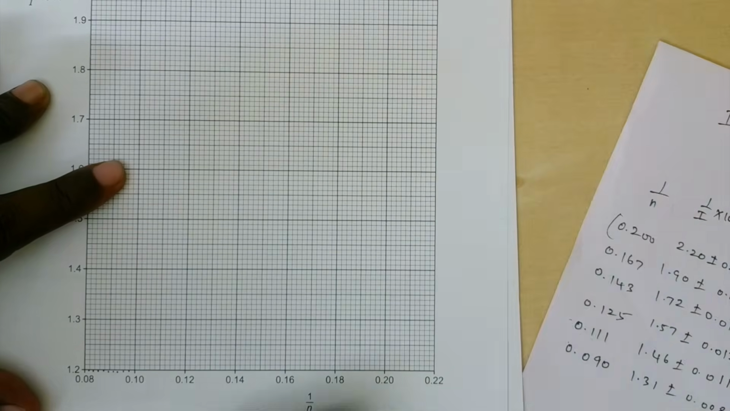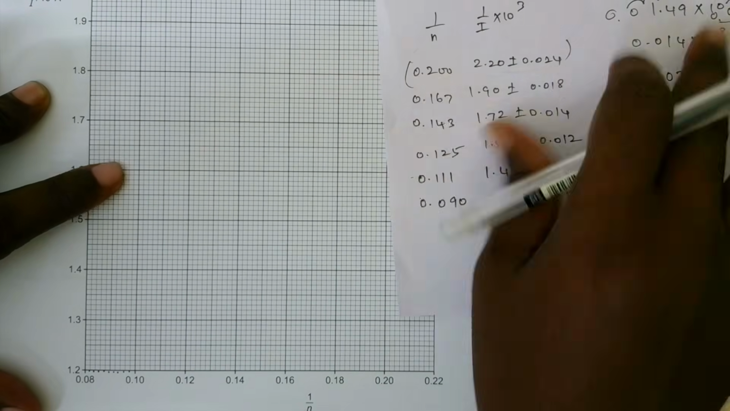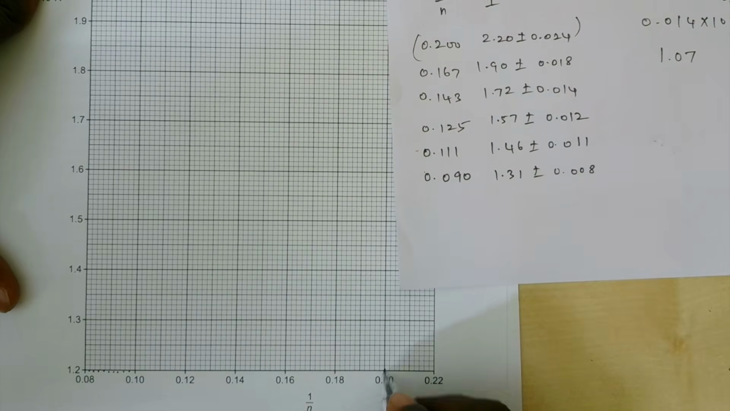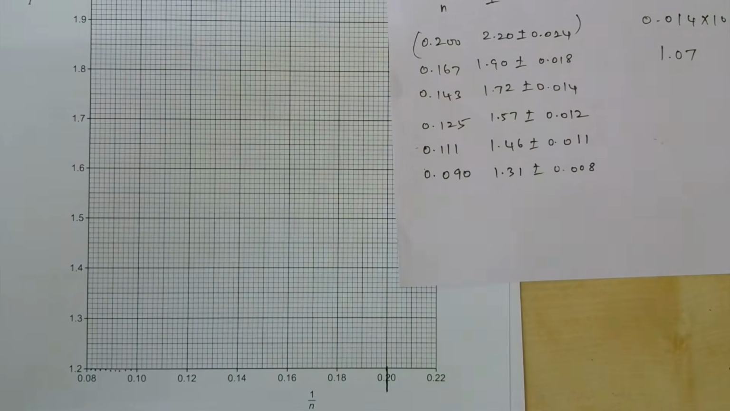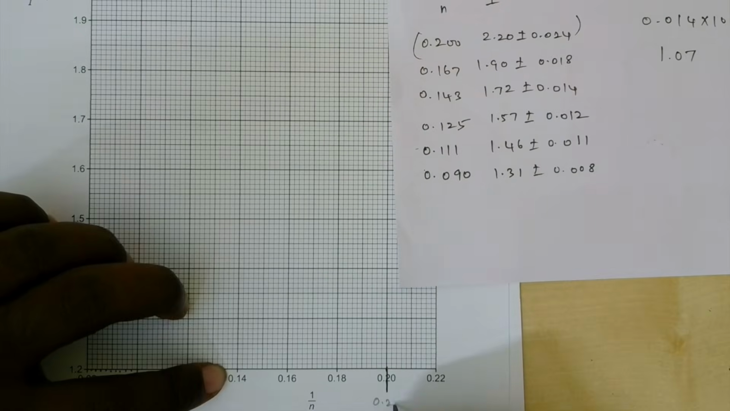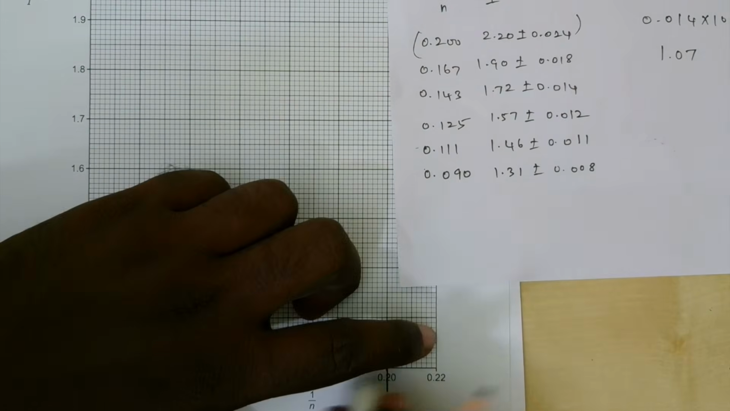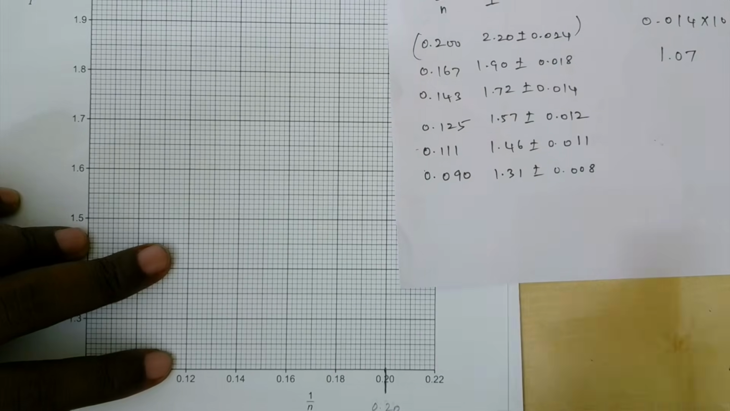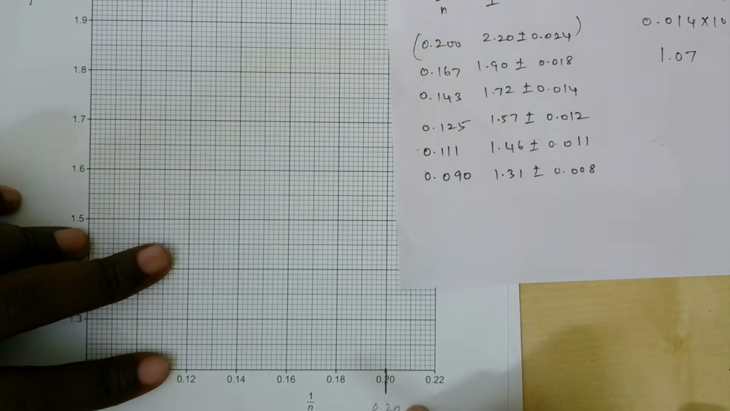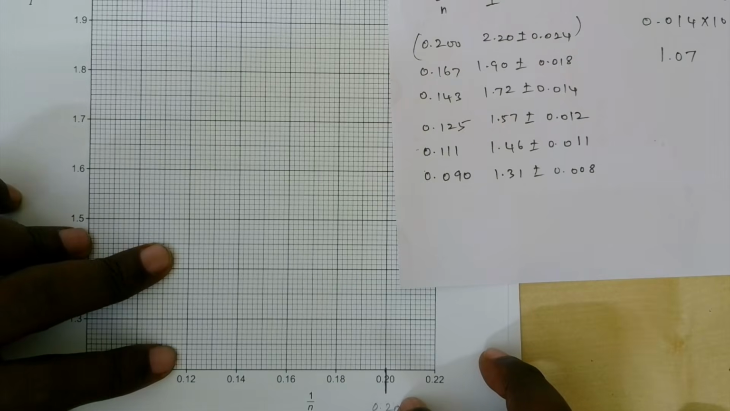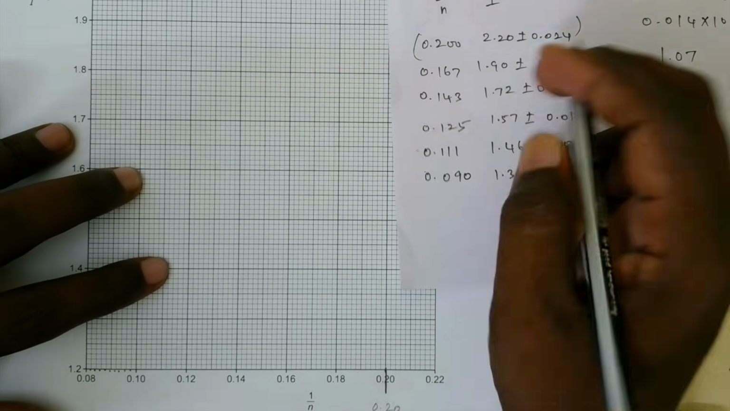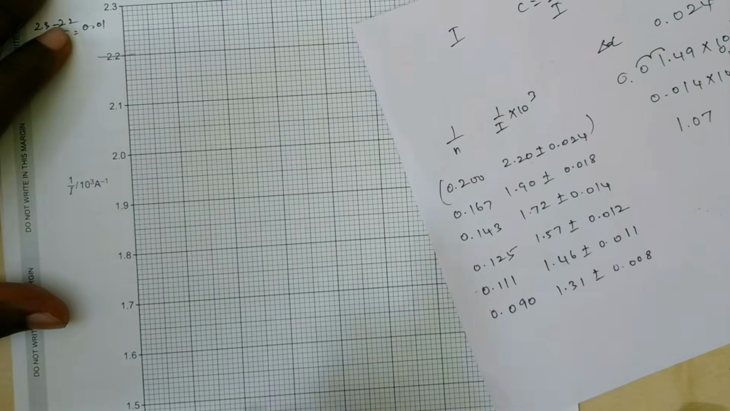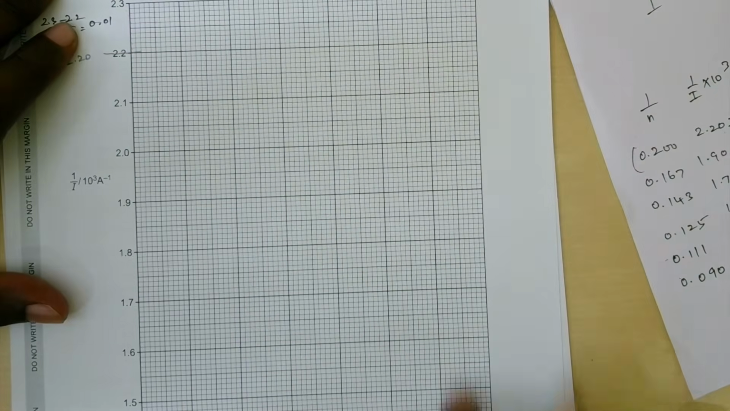Is it clear, sir? Okay, now we'll mark the point. First, 0.20 on the 1 by n axis. So 0.20 is here. Actually, you should use the pencil and this method will be okay. Now this is 0.20 versus 2.20. So 2.20 is here. So where these 2 points mark here.